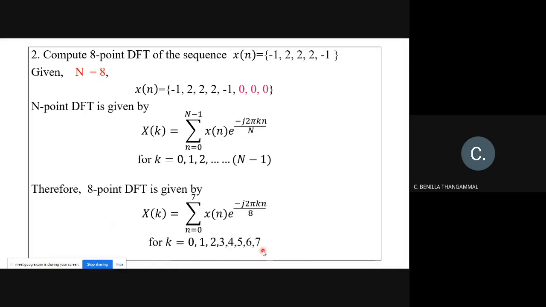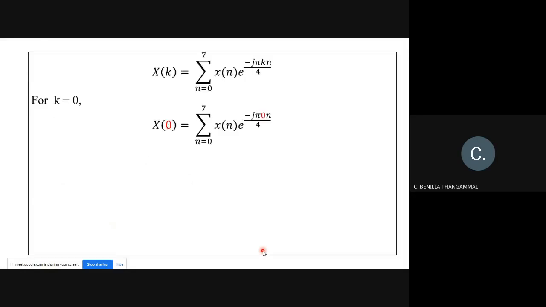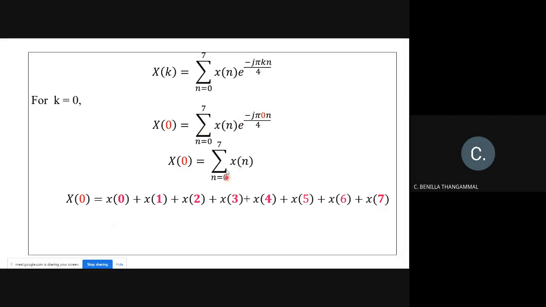So now I'll be substituting my k value as 0, 1, 2, 3, 4, 5, 6, 7 to get this. So x of k equal to 0. If k equal to 0, x of 0 equal to, replace k by 0 here, right? So e power 0 is going to be 1. So I can expand this summation by substituting your n value as 0 to 7, substitute your values and get your answers here, right?